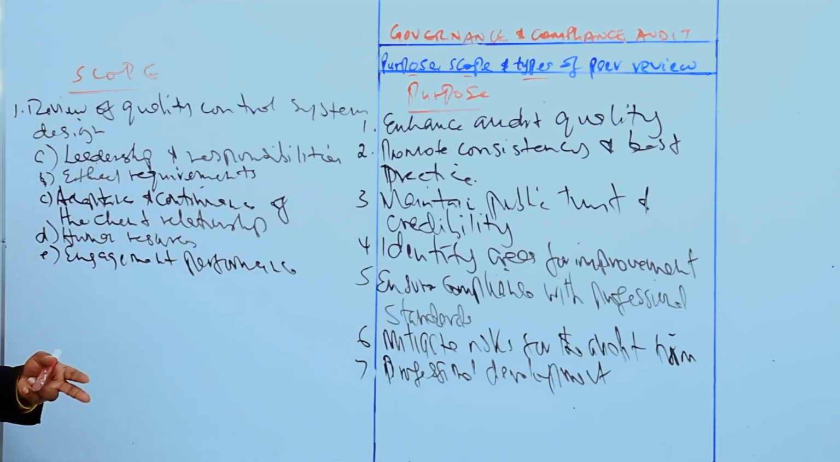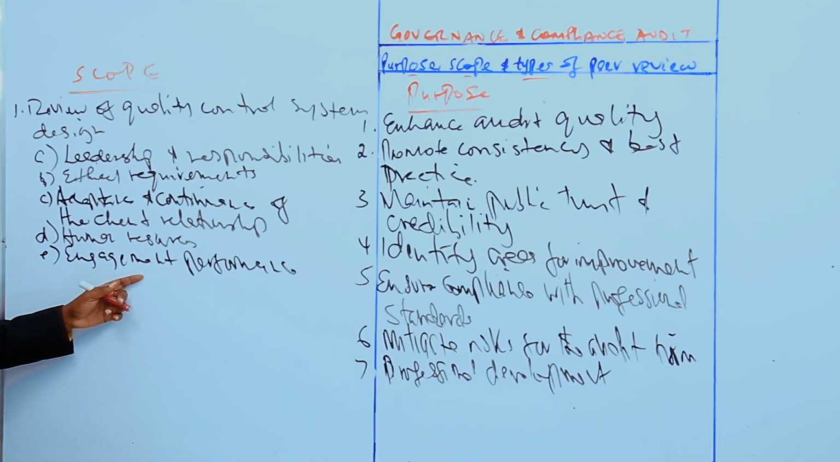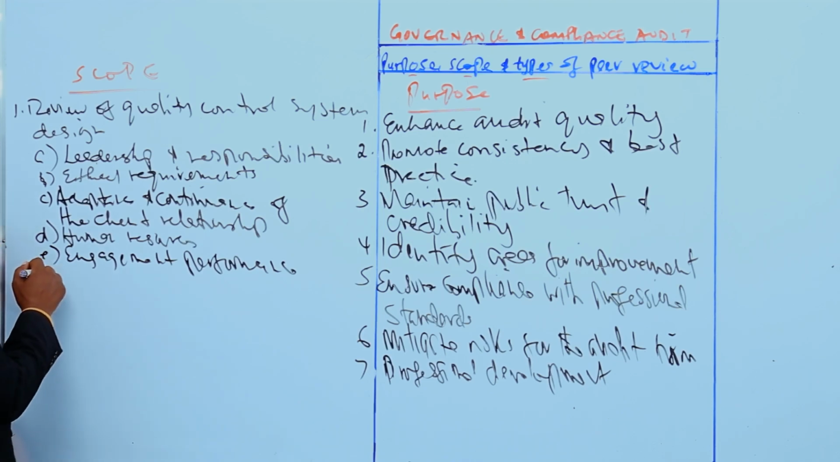There has to be policies and procedures for, first of all, planning. It begins with planning. Then after planning, there is the execution phase. Does the auditor carry out supervision? That has to be checked while auditing the governance and compliance auditors. Of course, then there is monitoring.